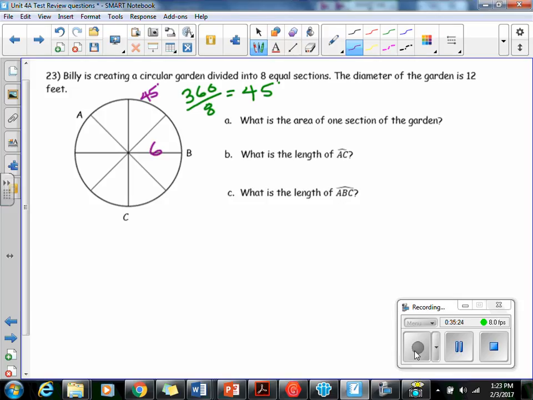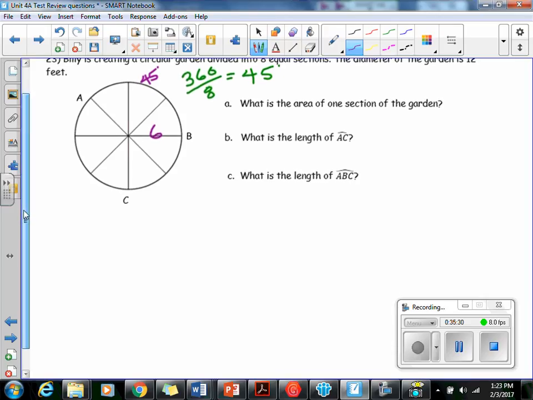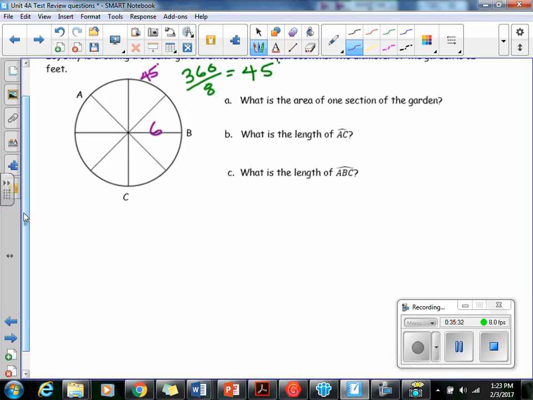All right, now, question A says, what is the area of one section of the garden? So, if they're asking me to find the area of one section, you need to recognize that one section is really a sector. Remember we talked about a sector is like a slice of pizza? It's a part of the circle that's bounded by 2 radii and an arc. So if I want the area of one of these sectors, what's the formula?